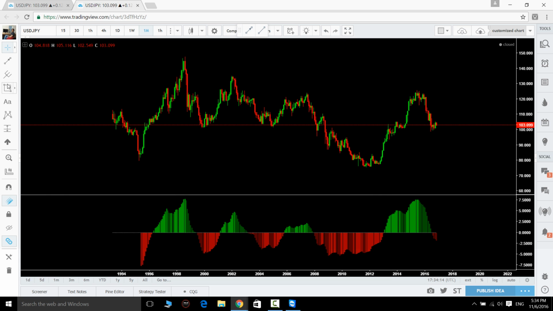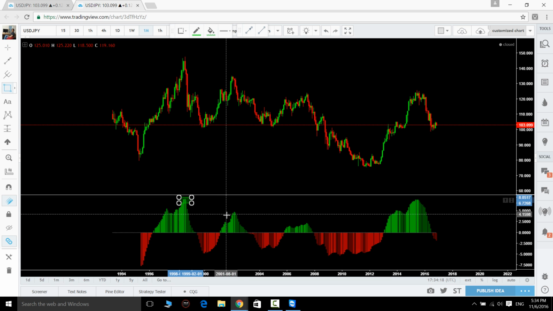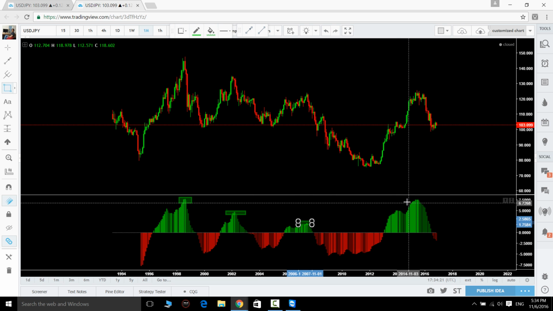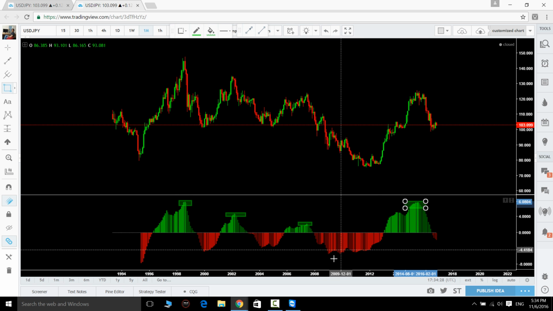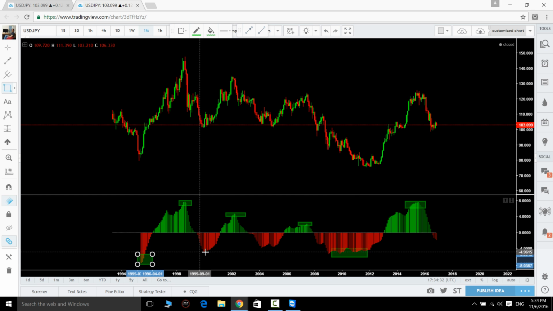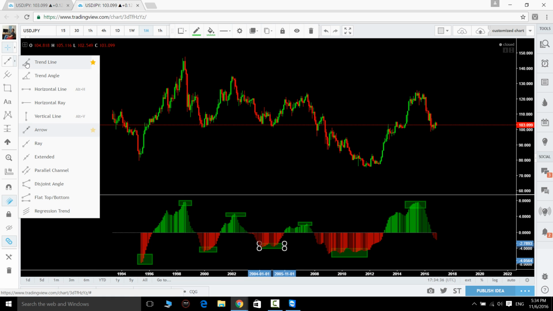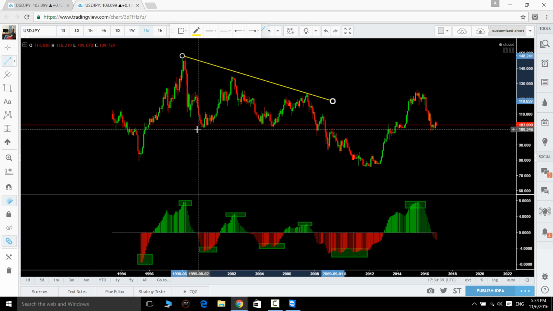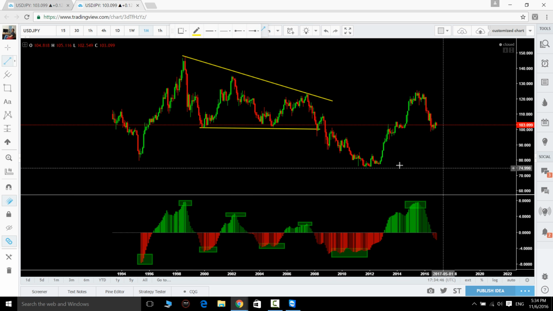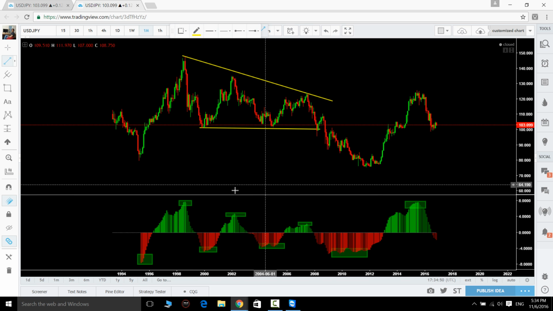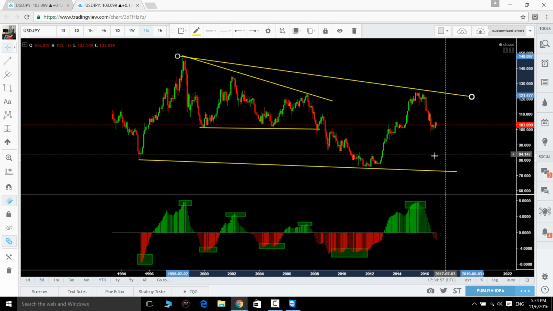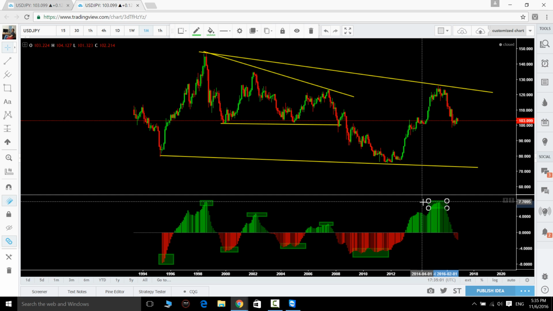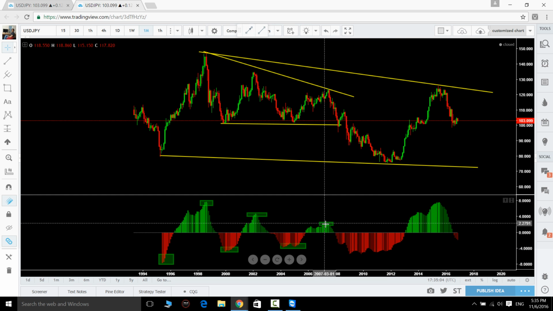What some traders do is identify highs and lows on their indicator, and they join those highs and lows with a trend line, and they call that their structure. So they do something like this. They use MACD for their structure drawing.